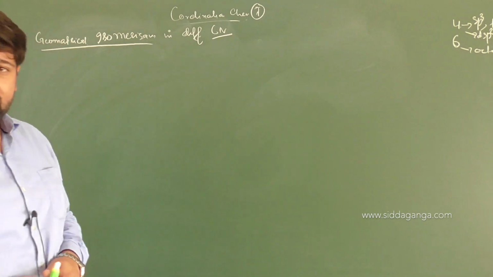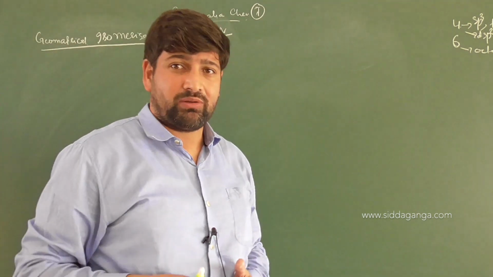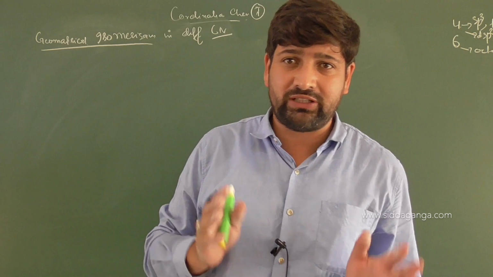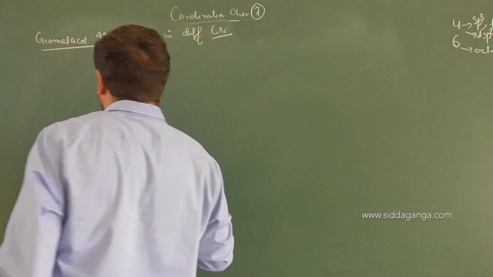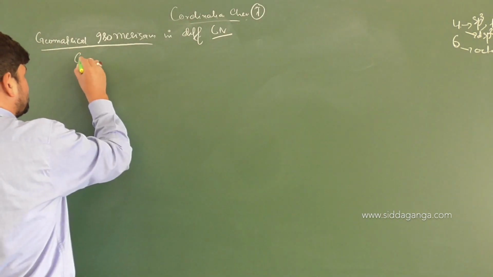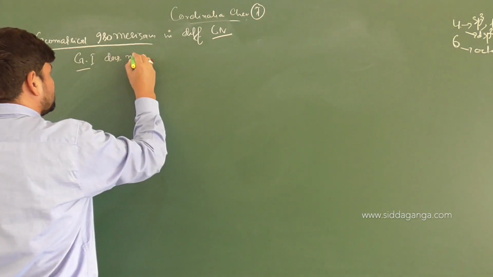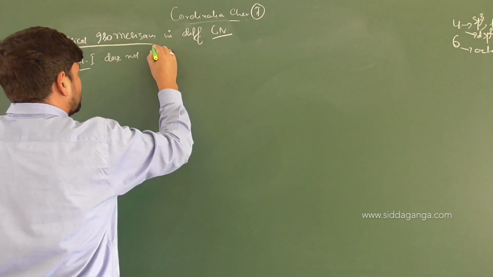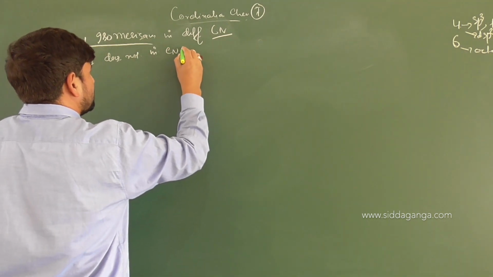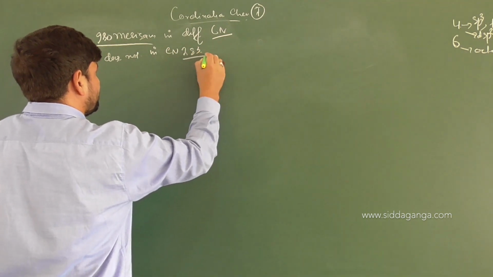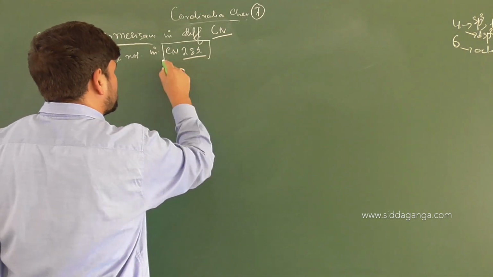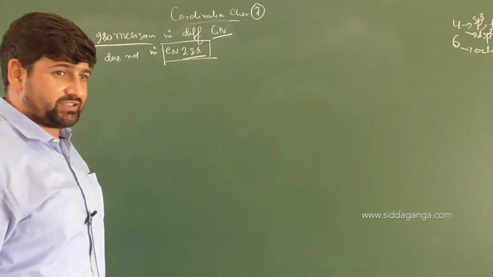What exactly is a coordination number? We have learned coordination number is the total number of coordinate bonds made by the ligands with the central metal atom. Remember that geometrical isomerism, GI, I will mention it, does not exist in coordination number 2 and 3. In coordination number 2 and 3, geometrical isomerism is not existing.